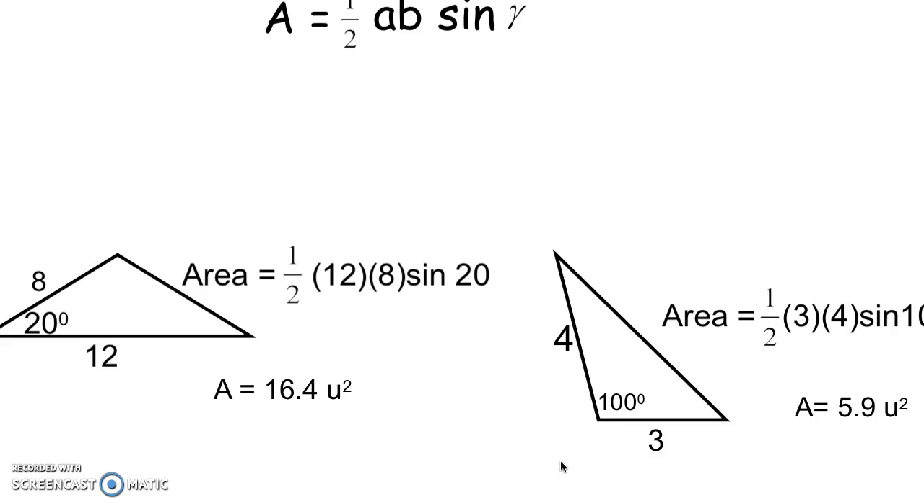Now that you have an idea of how to find the area of a triangle where you're given two sides and the included angle, go ahead and try the examples on your sheet.